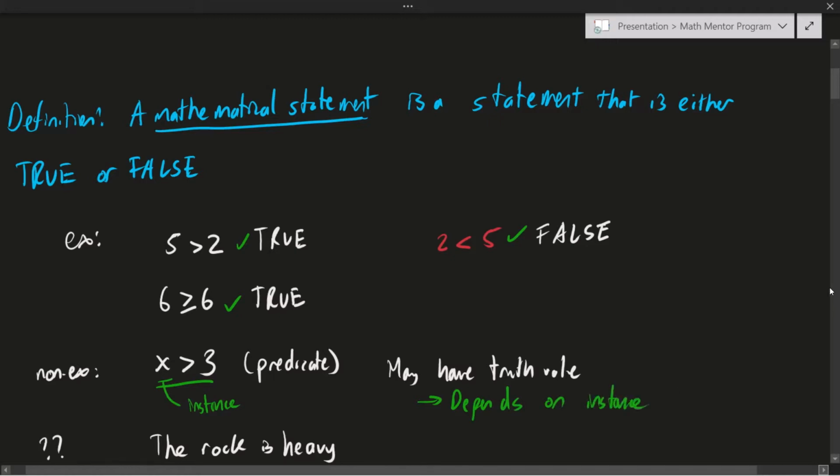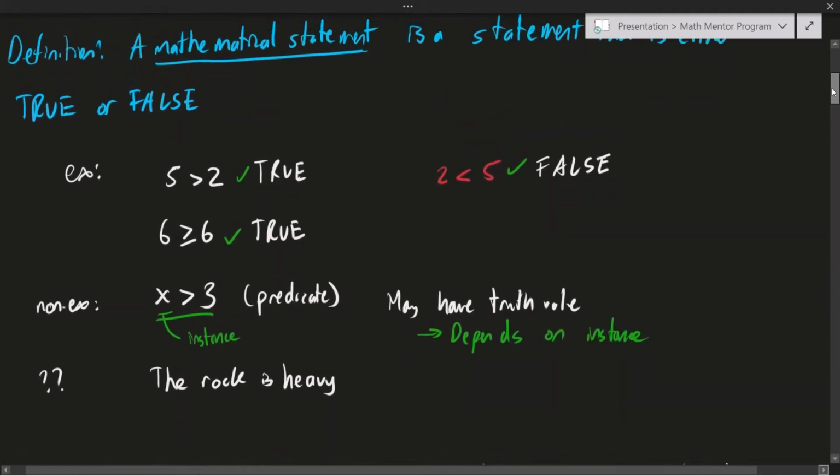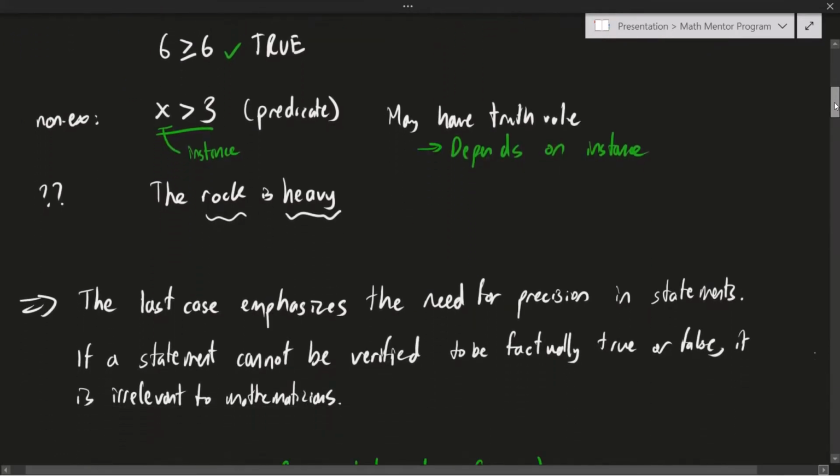Another example that may be a mathematical statement, but as is right now is not, is this one, the rock is heavy. Now, you could argue that this may have a truth value. It could be either true or false. But there are a lot of unknowns here. Like, what does heavy mean to you? How big is your rock? Without these things properly defined, we can't actually assign a truth value to this, and we really want to avoid things like this in math. That last case really emphasizes how precisely we need to define everything in math. If we can't even verify that something is true or false factually, then it is irrelevant.